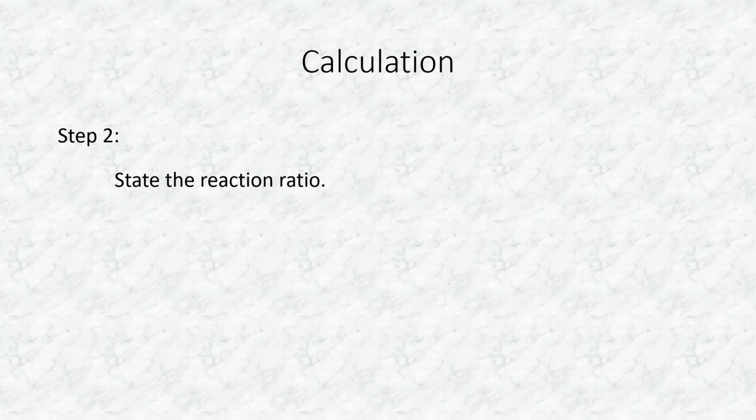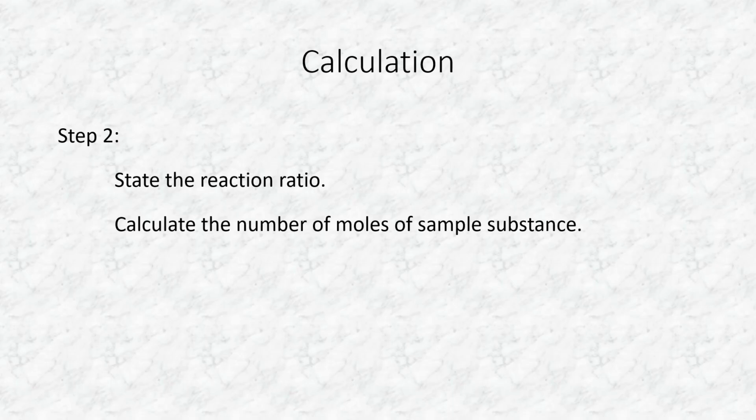Next step, once you have the number of moles of titrant, is to state the reaction ratio that the titrant substance and the sample substance react with each other. Then calculate the number of moles of the sample substance that were present in the flask. Not in the whole sample, but in the flask, in the aliquot that you pipetted out.